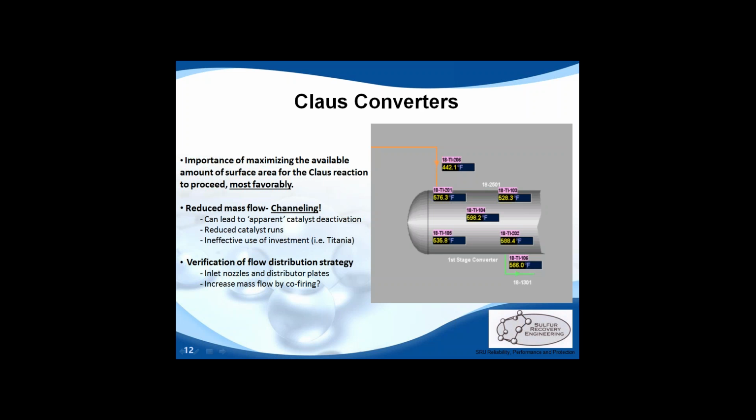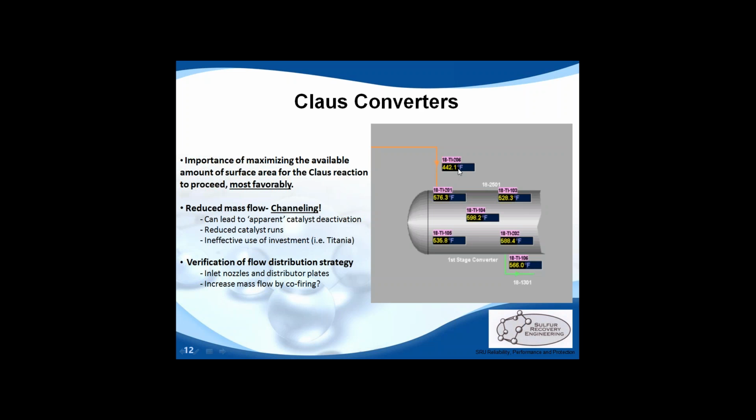The picture on the right is a recent example from a field testing job just in the past couple of months that I was out on. And this is an excellent example of channeling that's occurring primarily due to low flows through our SRU. This is the first reactor. We see an inlet temperature of 442 F.